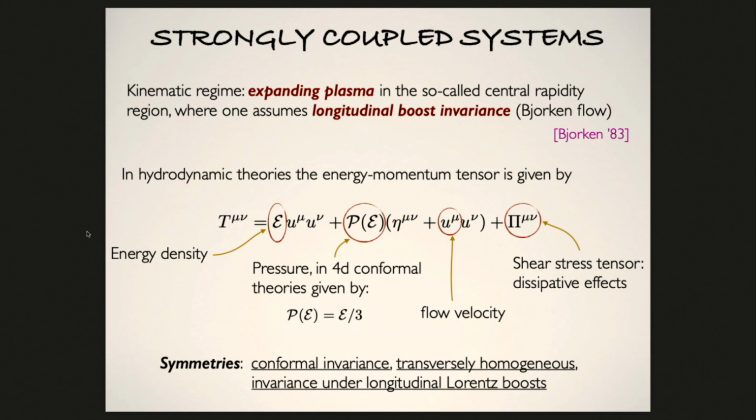I'm assuming several symmetries, conformal symmetry, so I'm talking about an expanding plasma, looking just at the central region and ignoring what happens at the edges. I'm expecting that the plasma, when it got created, is relativistic, and of course it has a boost invariance through the longitudinal region. This is called Bjorken flow, and by assuming several of these things, I can simplify my system quite a lot.